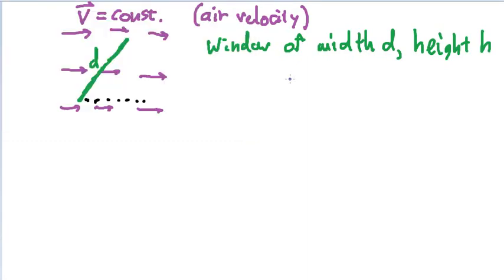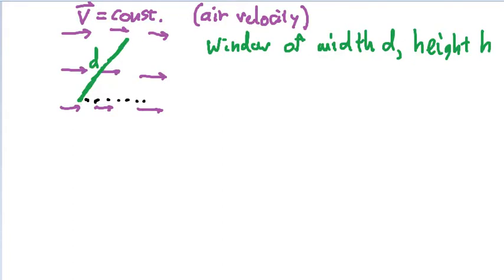Okay, so I've tried to pull down the most important bits of the diagrams I had up there. So this is our constant airflow. It's a uniform airflow in this area that just blows to the right, constant speed, constant direction everywhere. We have a window of width d, which is what you're seeing here, and then a height h, which is invisible here because it's going up and down, towards and away from your eyes.